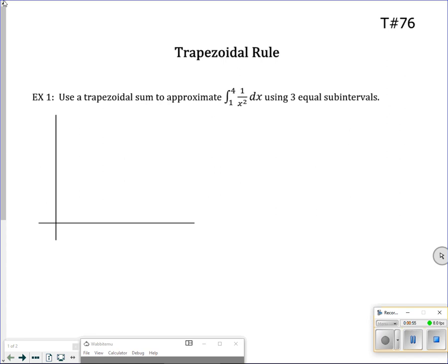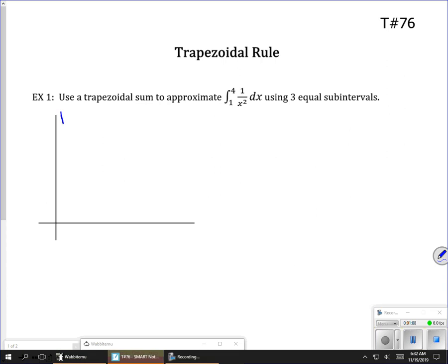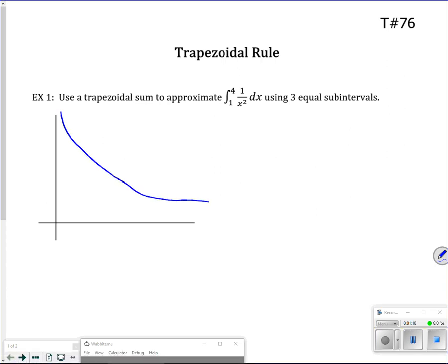The first thing we figured out was the width. Now let's draw a picture. If I'm drawing 1 over x squared in quadrant 1, going from 1 to 4, I don't need anything outside of quadrant 1. That is just an ugly graph. Sorry, my perfectionism can't handle that. So it looks something like that. So I'm going from 1 to 4.